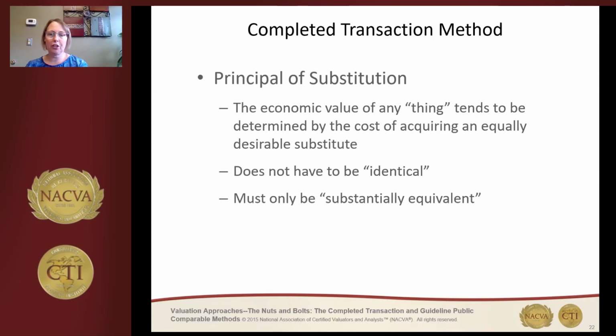For the completed transaction method, we're going to be looking at a principle of substitution. So what does that mean? The economic value of anything tends to be determined by the cost of acquiring an equally desirable substitute. So much like the home example I gave you, if you have a 3-bedroom, 2-bath Cape on X street in X town, you might look to other 3-bedroom, 2-bath Capes in the same area of the same town if we want to understand the value of that substitution. With the stock market, as I said, you might want to look to other stocks that have sold. So they don't have to be identical, but they do have to be substantially equivalent.